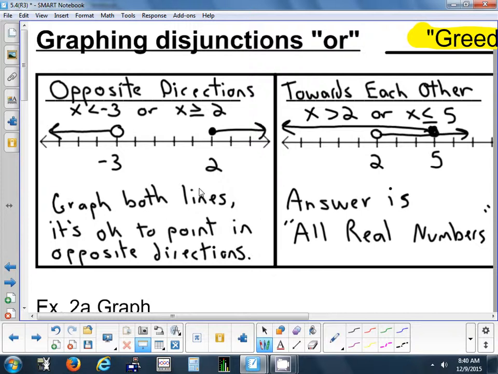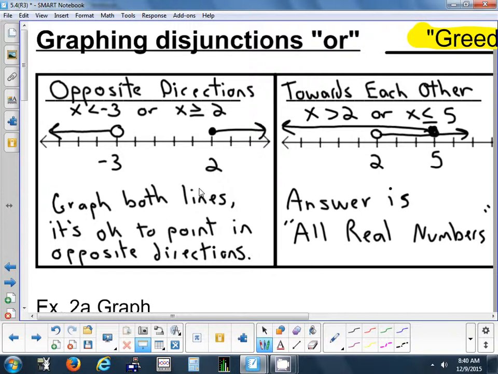Again, it's an or. Looking at my arrows, they're pointing towards each other. That means they're going to cross. But again, I'm greedy, I want to graph everything. It covers every number on the number line, because it's an or. So the answer is going to be all real numbers. That's an or when the inequality signs are pointing towards each other.